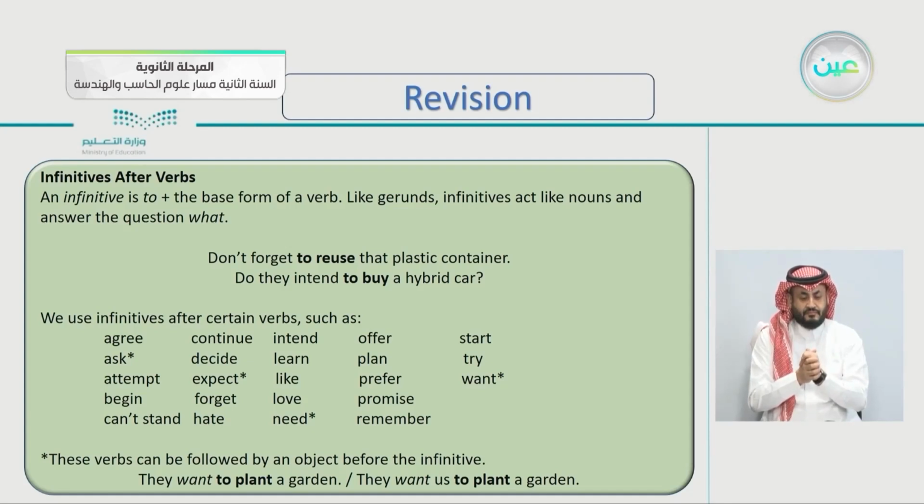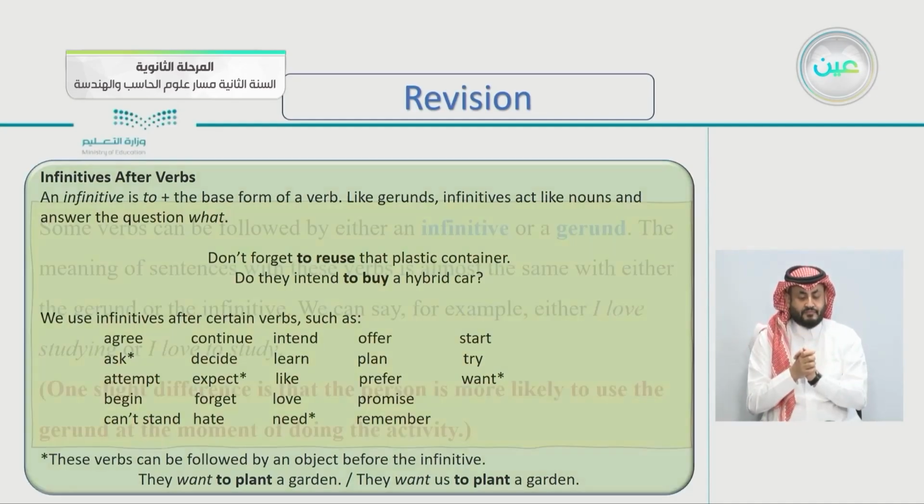And notice here, these verbs, the ones with the marks here, can be followed by an object before the infinitive. For example, they want to plant a garden, or they want us to plant a garden.